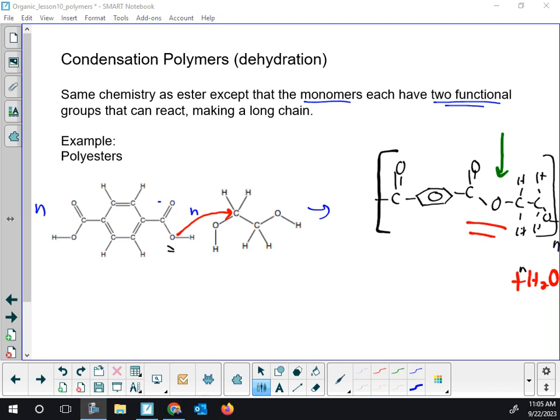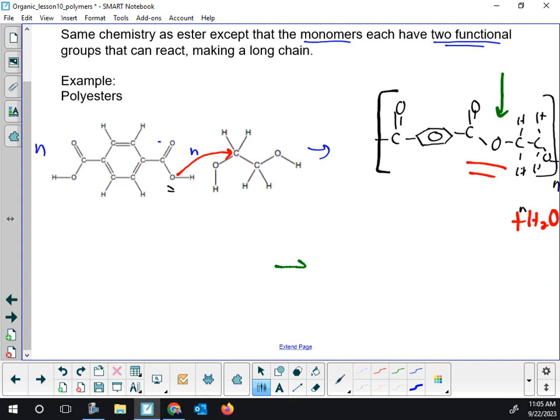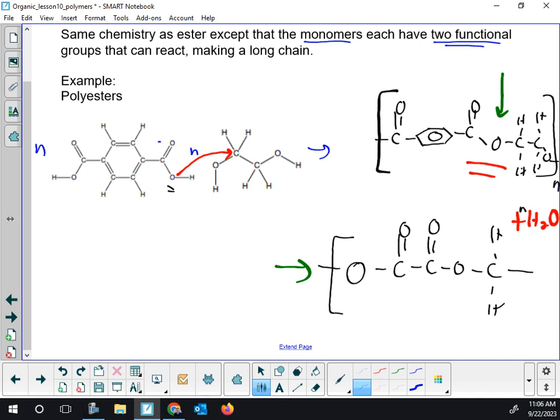So let's end with one more polyester, but we're going to go backwards. I'm going to draw the repeating pattern first. Draw my bracket. And that repeats n times. And the question is, what two monomers made this up? Makes a nice multiple choice style question.